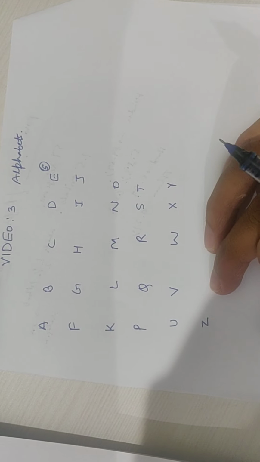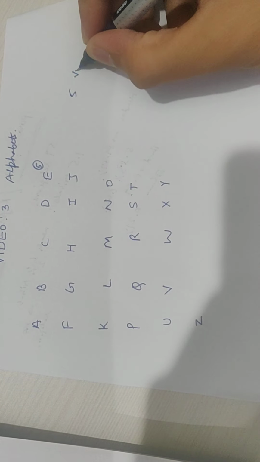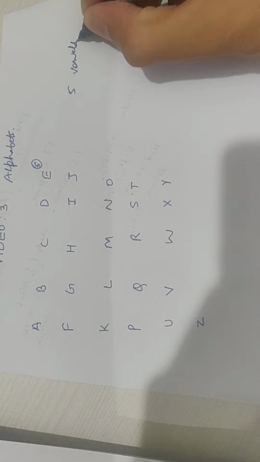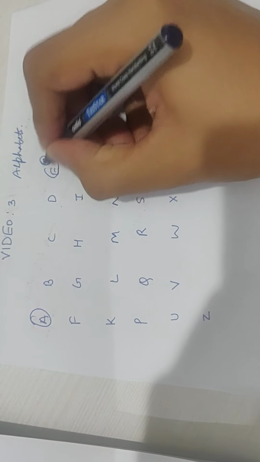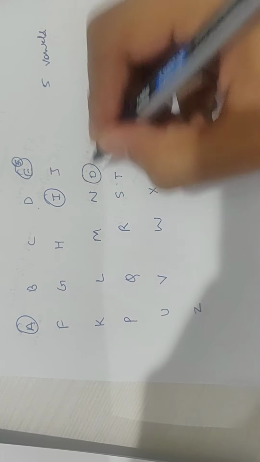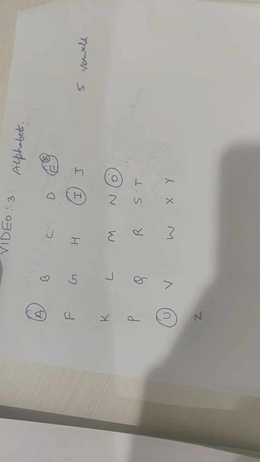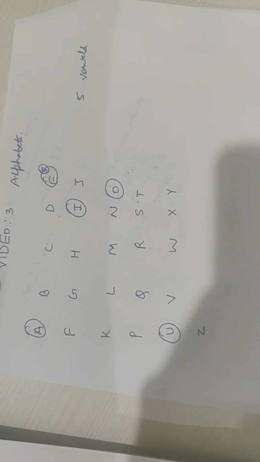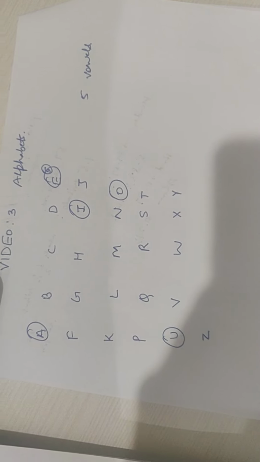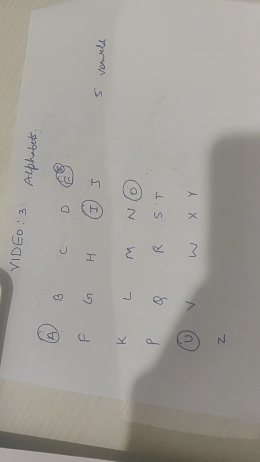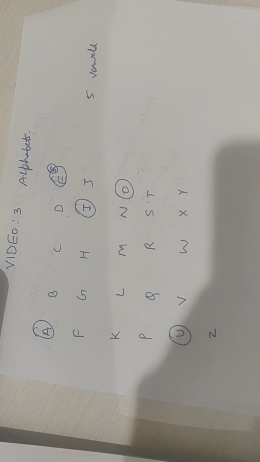26 alphabets, 5 vowels: A, E, I, O and U. So sometimes there are questions on vowels, some questions of permutations and combinations. We'll do that concept later. Okay, so basically, how to solve these questions.